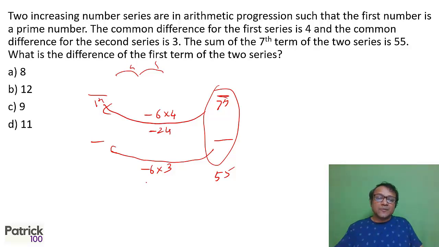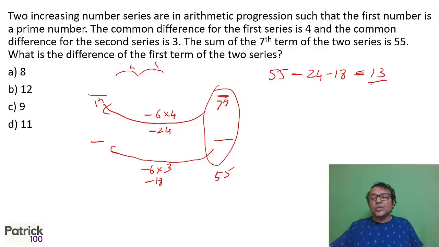So if the sum of the two 7th terms is 55, the sum of the first terms will be 55 minus 24 minus 18, which if you solve becomes 13. Now 13 is to be the sum of two prime numbers, one odd, one even. The only even prime number is 2, so 2 and 11. We want the difference of the first terms, which is 9.